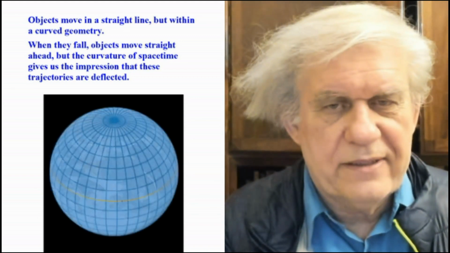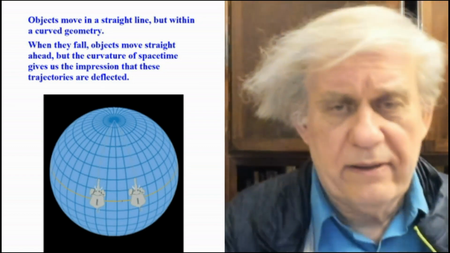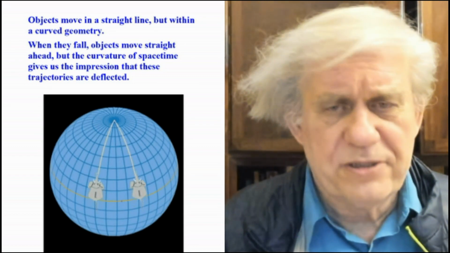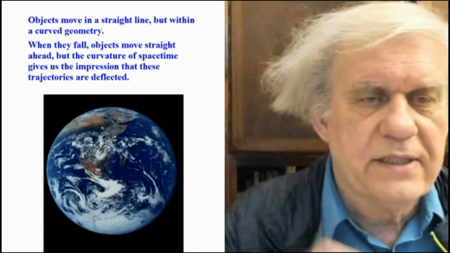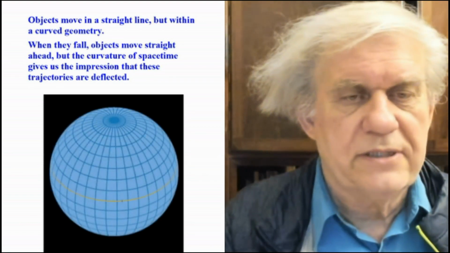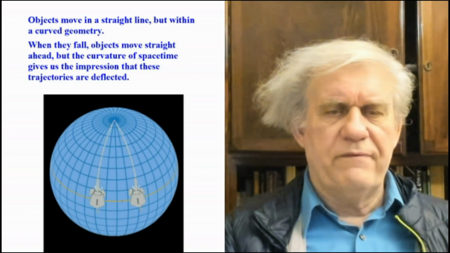That's not gravity. Okay? But when he continues, he says, when they fall, objects move straight ahead. Where's straight ahead? Is your straight ahead the same as my straight ahead? But the curvature of space-time gives us the impression that these trajectories are deflected. Again, all these are descriptions. Not one of them is an explanation. We still don't understand what causes gravity, what causes this pencil to fall downwards to the floor. Okay, in this case, to my lap.